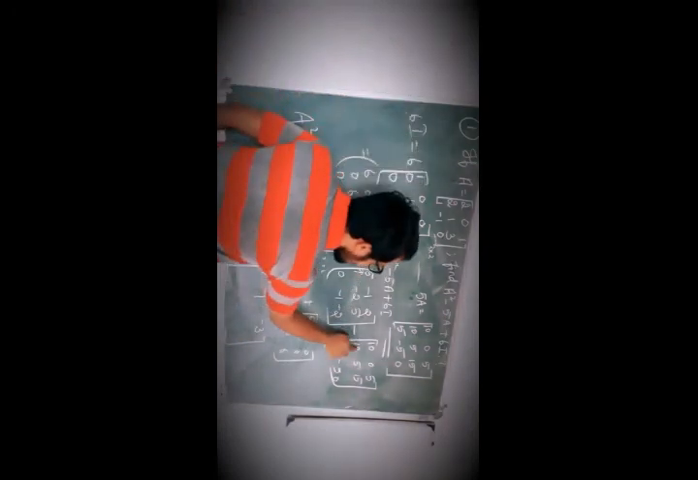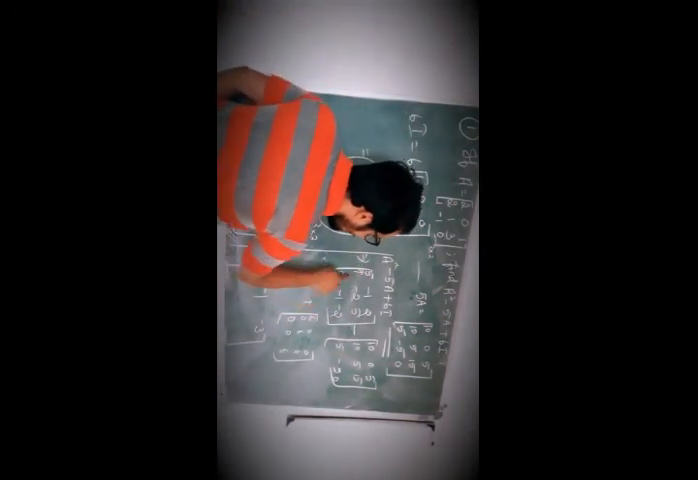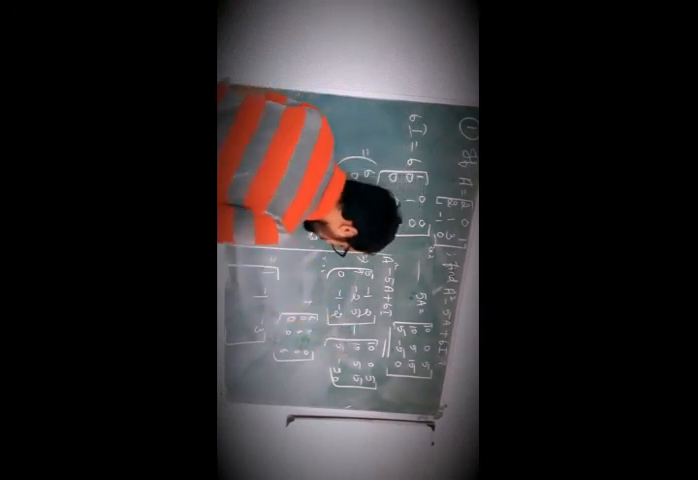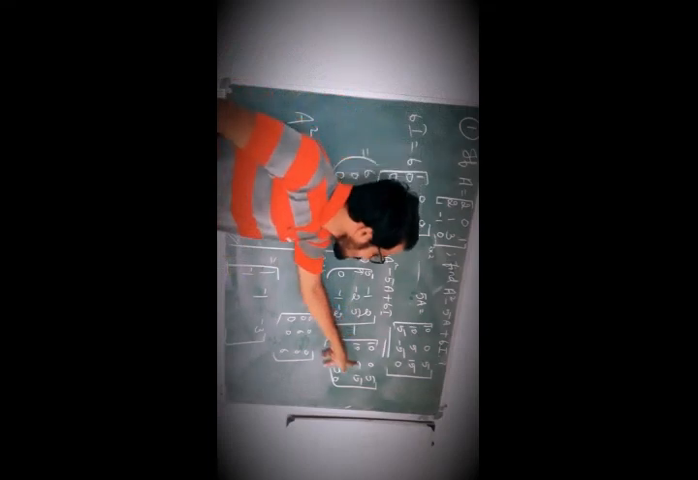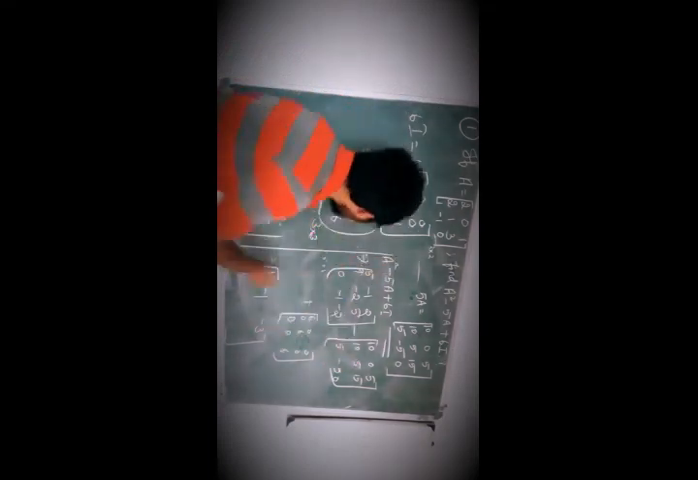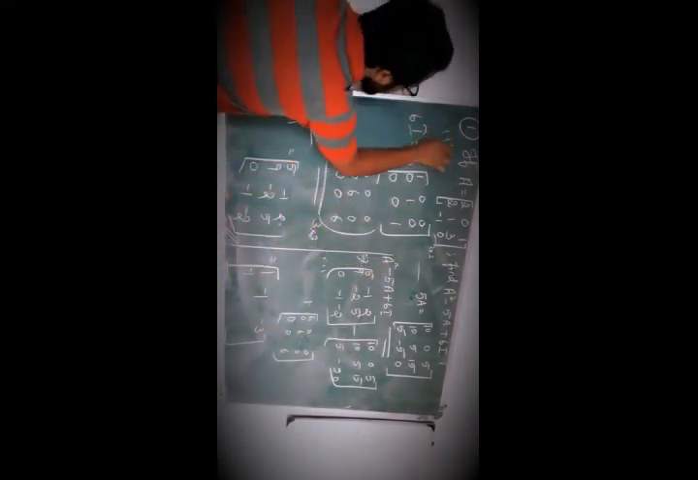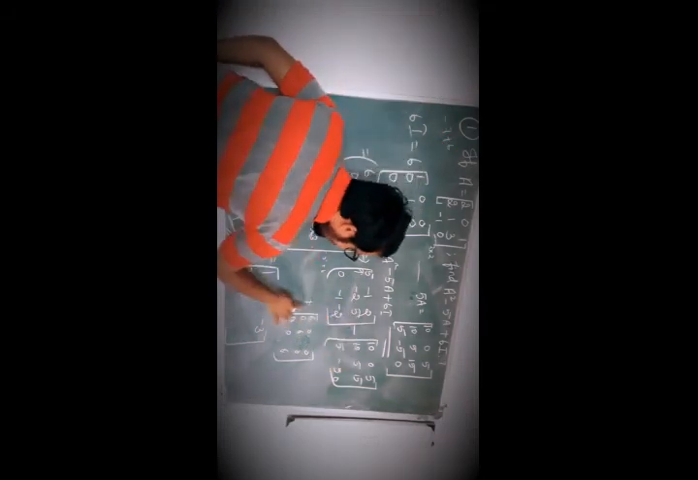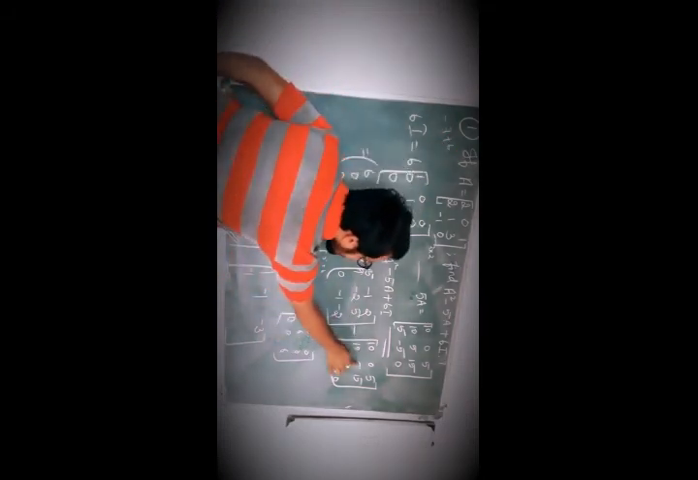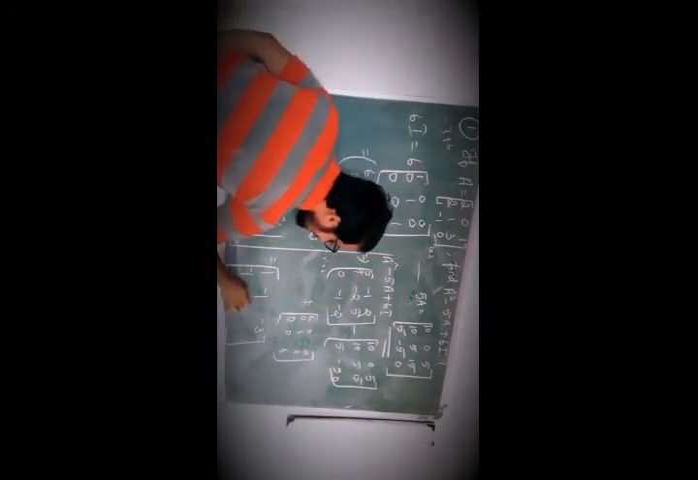9 minus 10, minus 1. Minus 1 plus 0. Again here minus 1. Minus 2 minus 5, minus 7. Minus 7 plus 6. Yes or no? Minus 7 plus 6, that is 6 minus 7, that is minus 1.